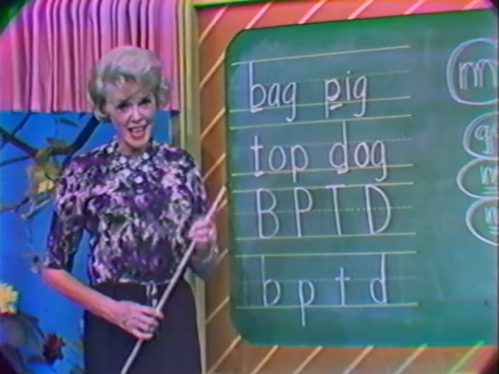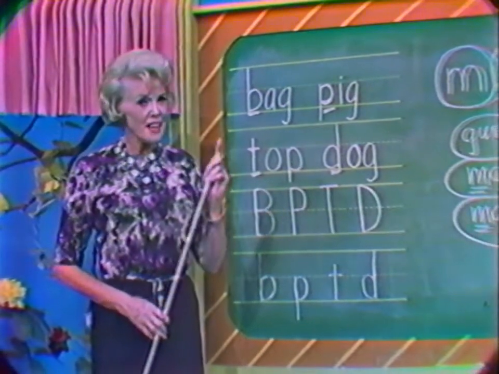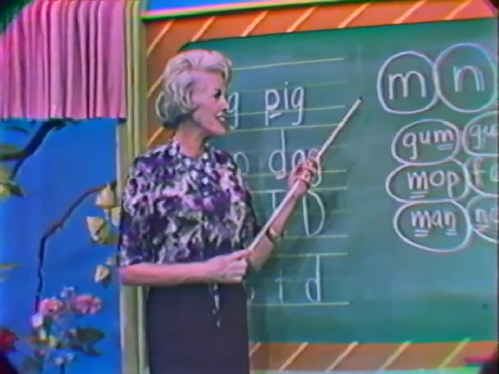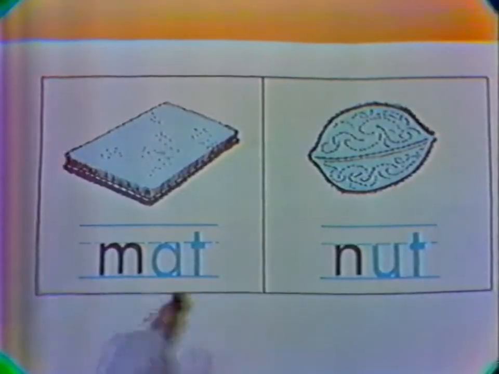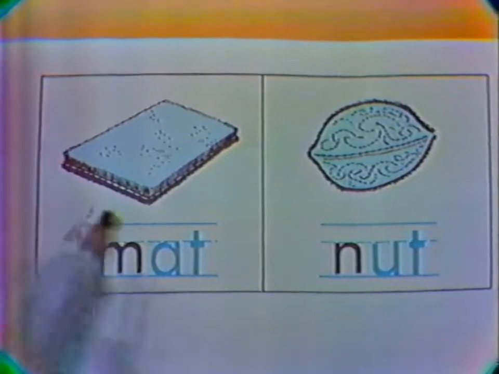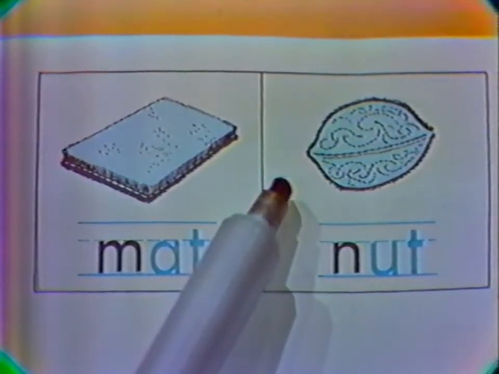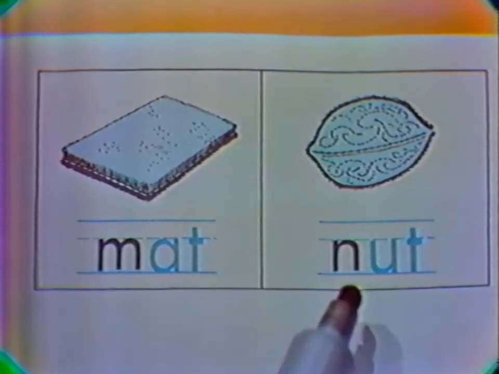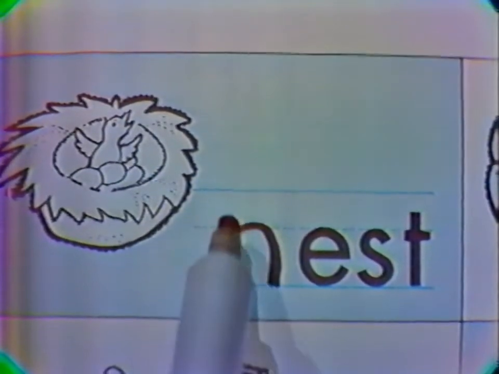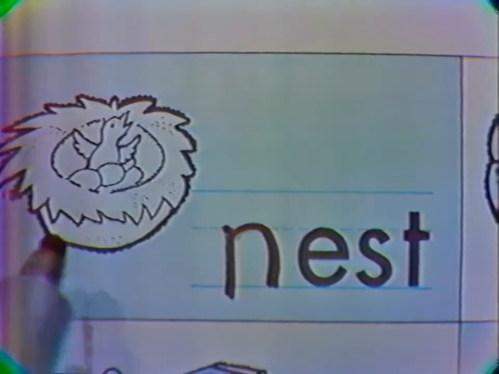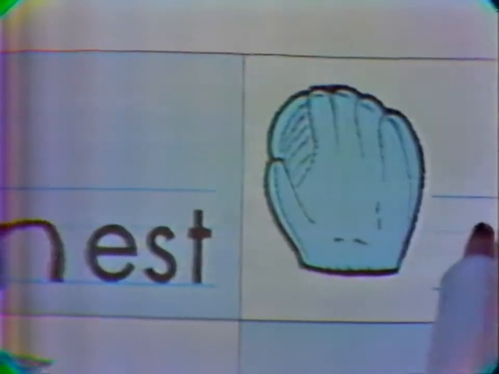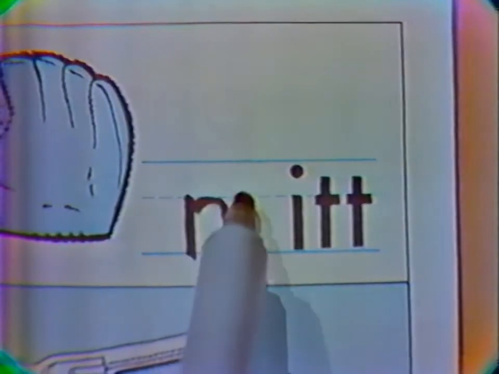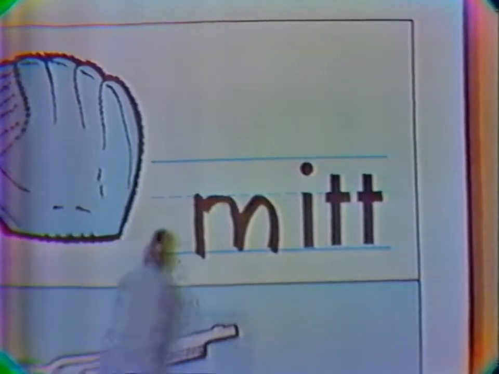For homework today, I want you to write two more letters that look a little and sound a little alike. M and N. M as in mat, and N as in nut. M and N are the sounds. Small letter N is a straight line with only one little hill, as in nest, one little hill. Small letter M is a straight line with two little hills, as in mitt, two little hills.